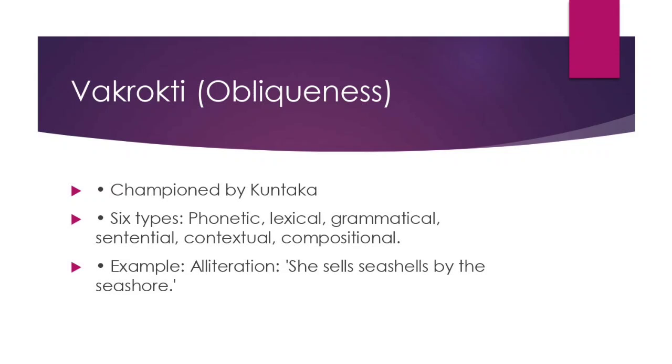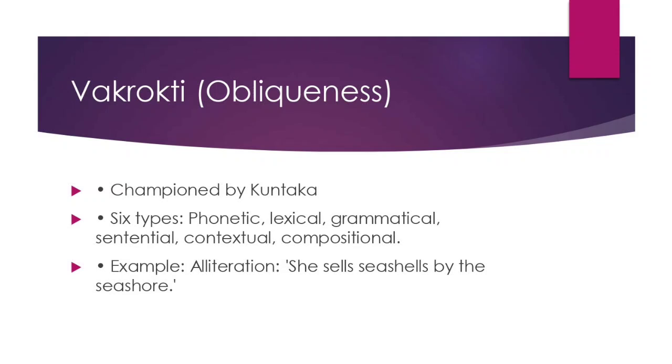So there are some types of Vakrokti. So Kuntaka identifies 6 types of Vakrokti which occur at various levels of expression. So the first is Varna Vakrokti, which is phonetic. So use of sound patterns to create artistic effects is known as Varna Vakrokti. As for example, alliteration or onomatopoeia, these things come under Varna Vakrokti.